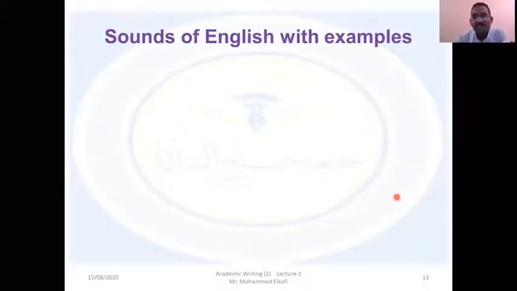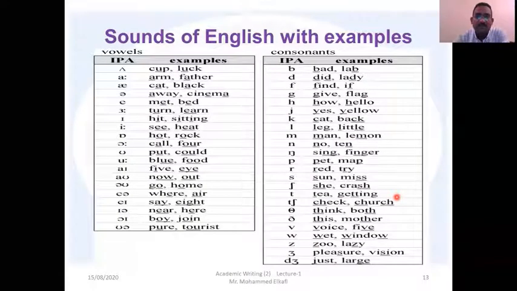Now let's study the sounds of English, discovering some examples for them. Now I want you to think of these sounds. Here we have two types of sounds in English: vowels and consonants.